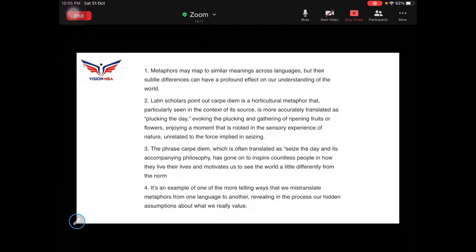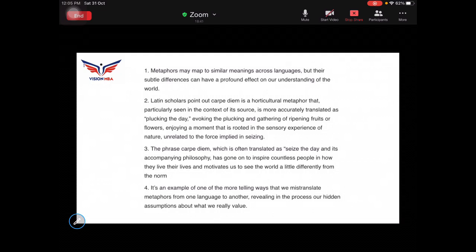Do not jump onto assumptions or conclusions. Do not imagine beforehand whether you can attempt a question or not. If you convince yourself before even attempting the question that it's difficult and you cannot do it, trust me, you won't be able to. So do not judge the book by its cover. I'm sure you must have heard this sentence or this metaphor, this proverb or whatever.